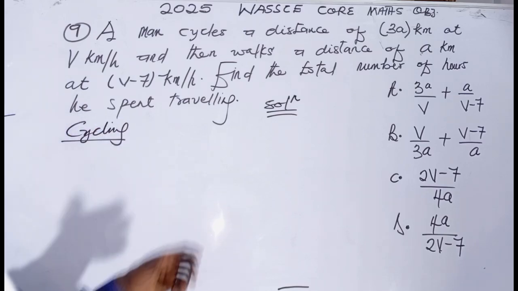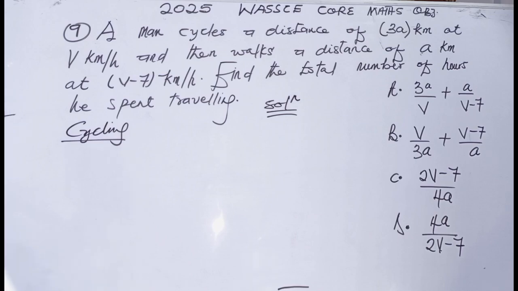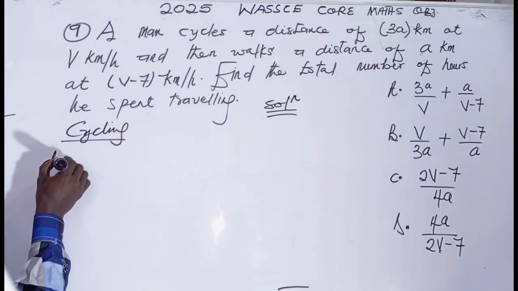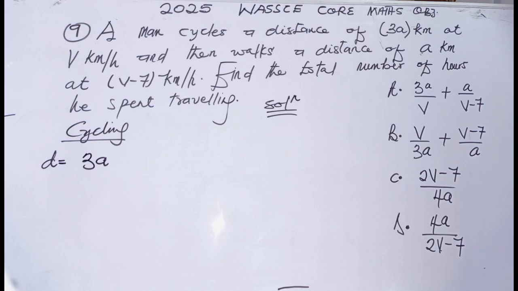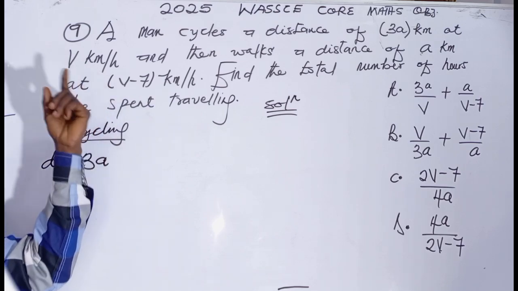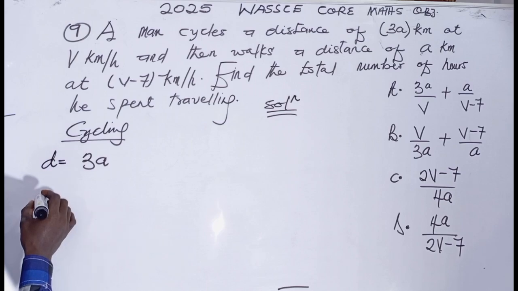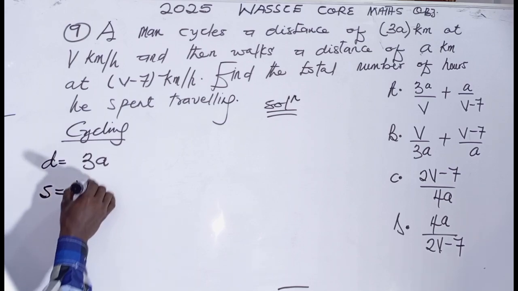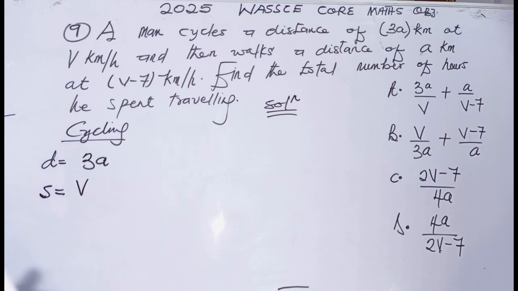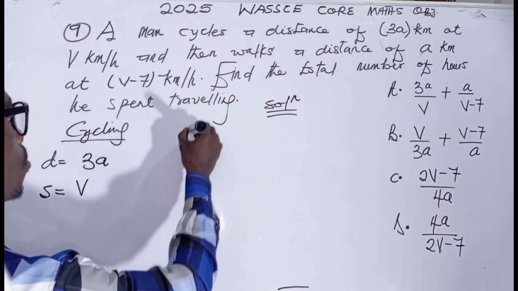A man cycles a distance of 3a. So we have our distance. Our distance is 3a at v kilometers per hour. So this is the speed that he cycled with. So our speed is equal to v. Now let's move on to the walking aspect. So we have walking.